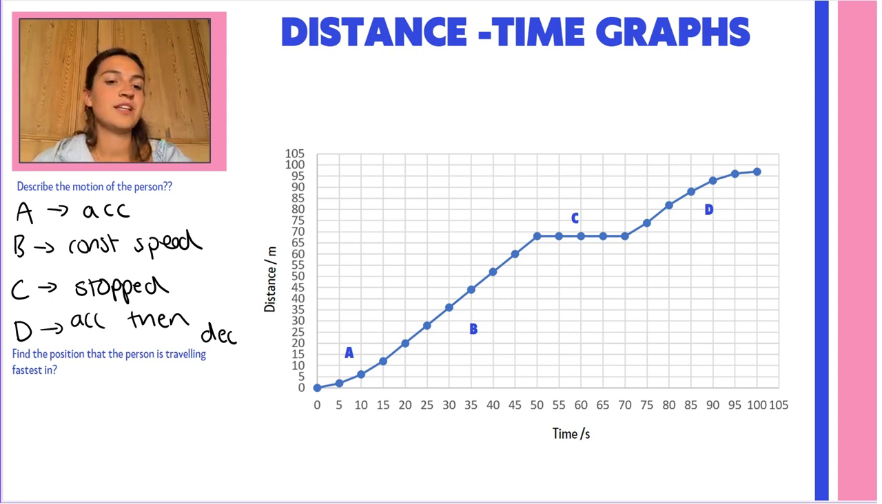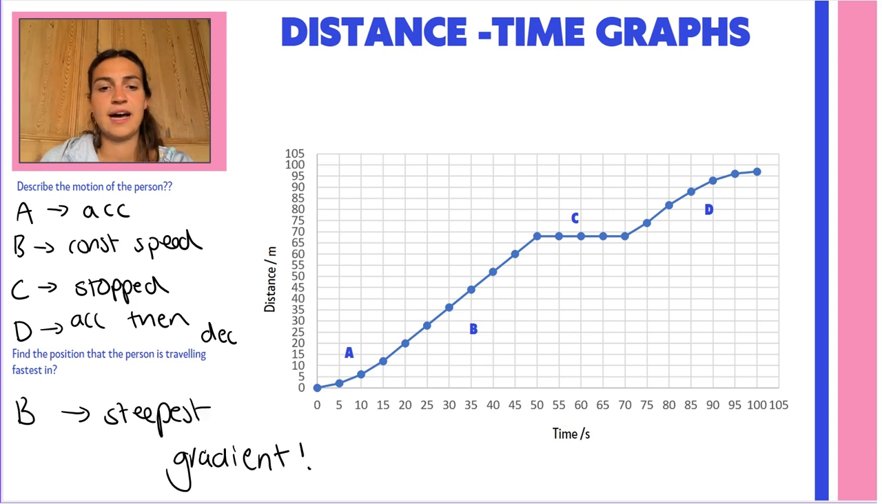Find the position that the person is travelling the fastest in. I am looking for the steepest gradient here, and I think that I can see that actually in part B.